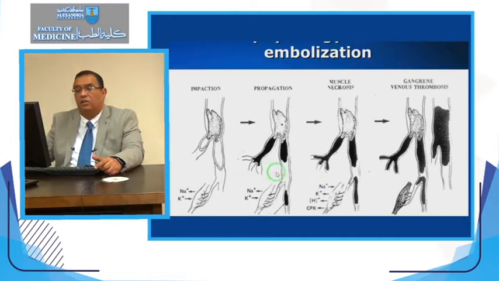As for the pathophysiology, it starts by impaction. The thrombus is impacted at the lumen of the artery, usually at the bifurcation. Then extensive or propagated thrombosis occurs in the distal vessels, continuing to more distal vessels, later followed by muscle necrosis due to dead muscle, and finally gangrene with venous thrombosis. This case is irreversible if there is complete occlusion of arteries and veins with muscle necrosis.